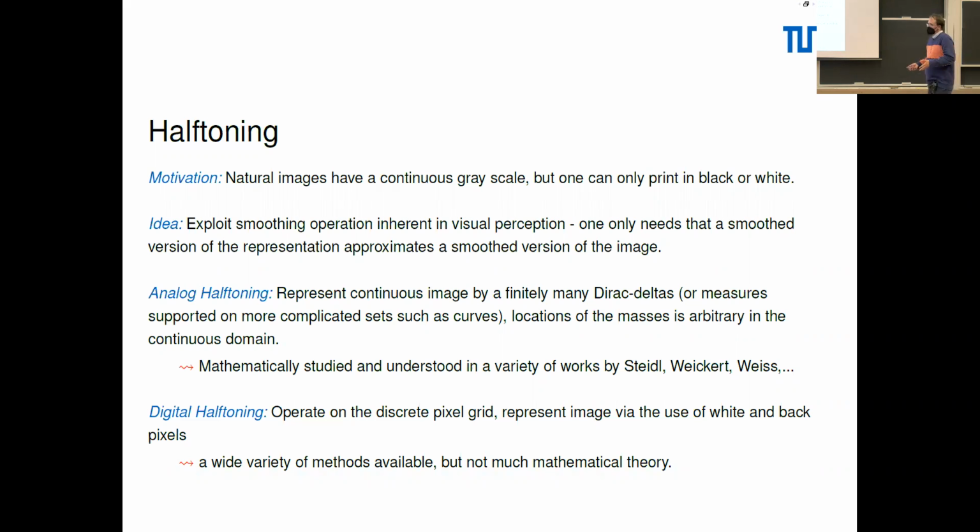But from the applied point of view, maybe you want to go a step further, because putting Dirac deltas at arbitrary locations is not something that you can implement. What one would rather want in applications is something called digital halftoning, operating on a discrete pixel grid, representing the image via the use of white and black pixels on the grid. A wide variety of methods are available, but not much mathematical theory.